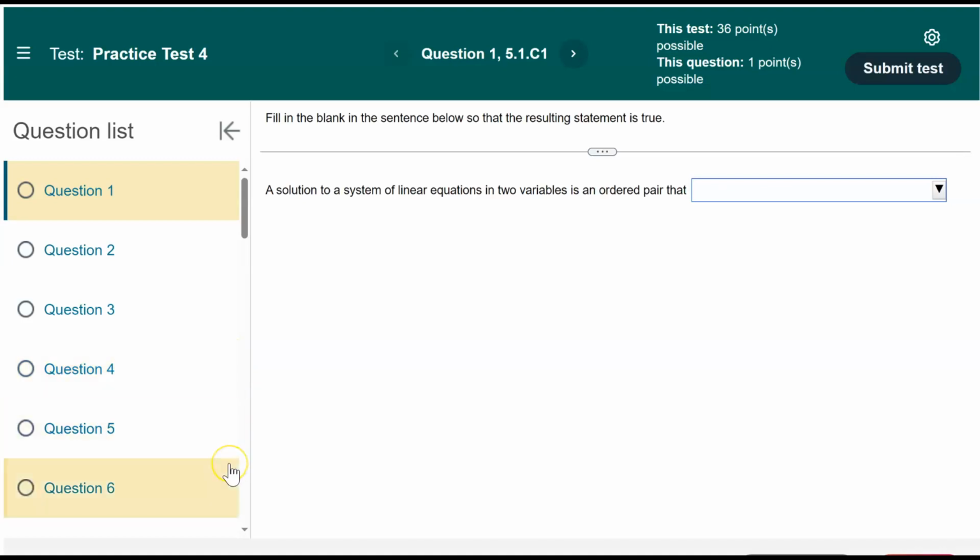Hi everybody, let me go over some of the questions from practice test 4 in preparation for your long test 4. Let's take a look at the first question here.